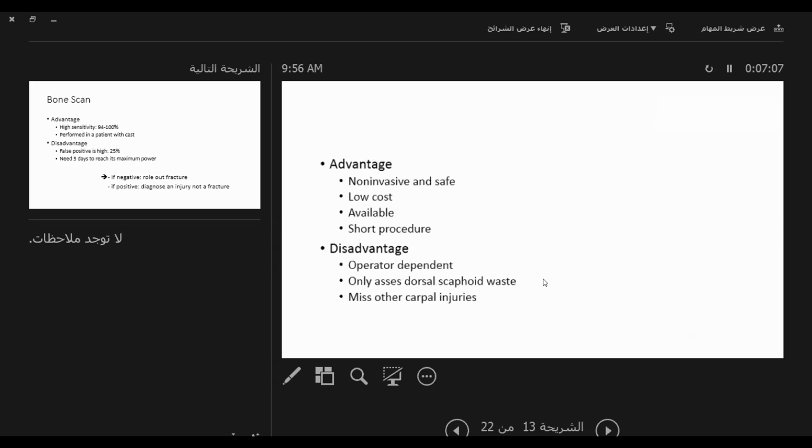The advantage of this one is that it is non-invasive and safe. It has low cost. It is available all the time. It is a short procedure in an expert hand. But the disadvantage is that it is still operator dependent and needs high expertise to do such a modality of diagnosis. It only assesses the dorsal scaphoid waist. You cannot see the distal pole and you cannot see the proximal pole of the scaphoid, and you might miss other injuries of the wrist joint, including the scapholunate ligament or other occult fractures.